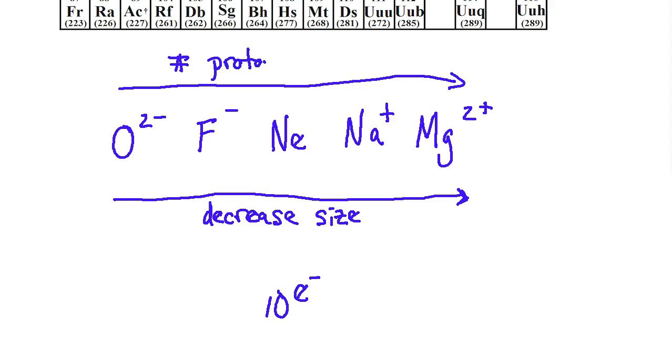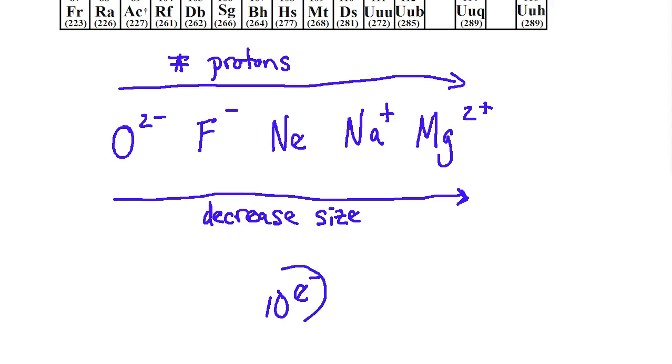So that's to say that when I go from oxygen to fluorine, I add a proton. When I go from fluorine to neon, I add a proton. When I go from neon to sodium, I add a proton. So what's happening every time I add a proton? Well, it has greater pulling ability. It can pull these electrons in to a greater degree.